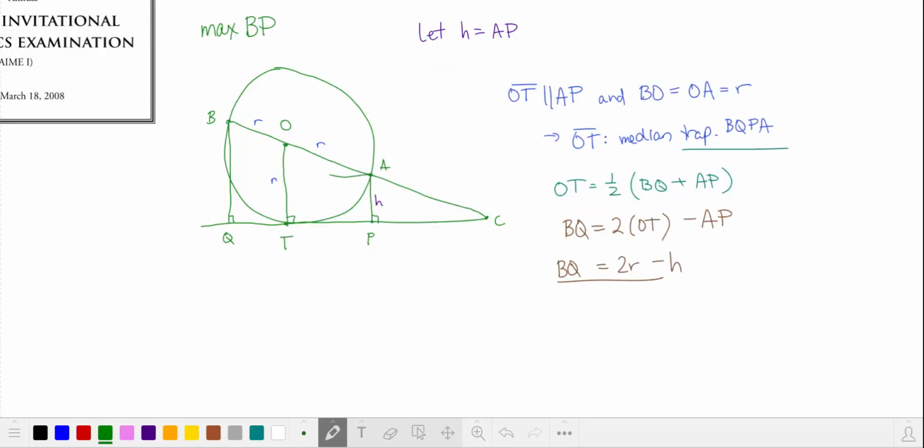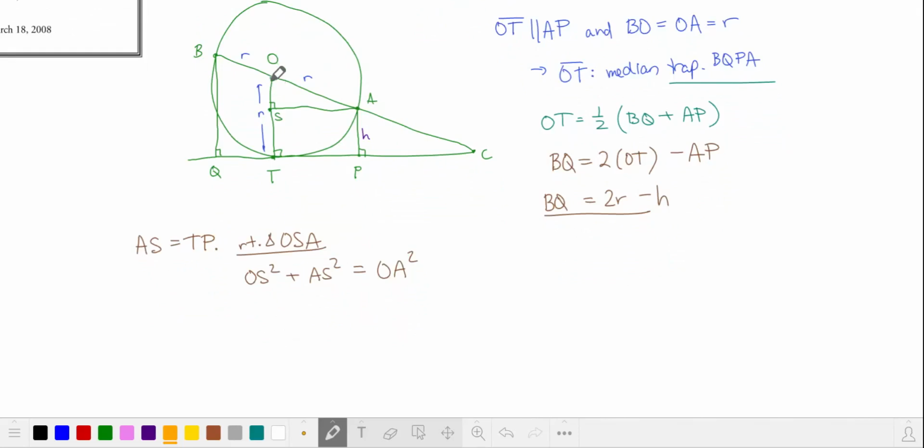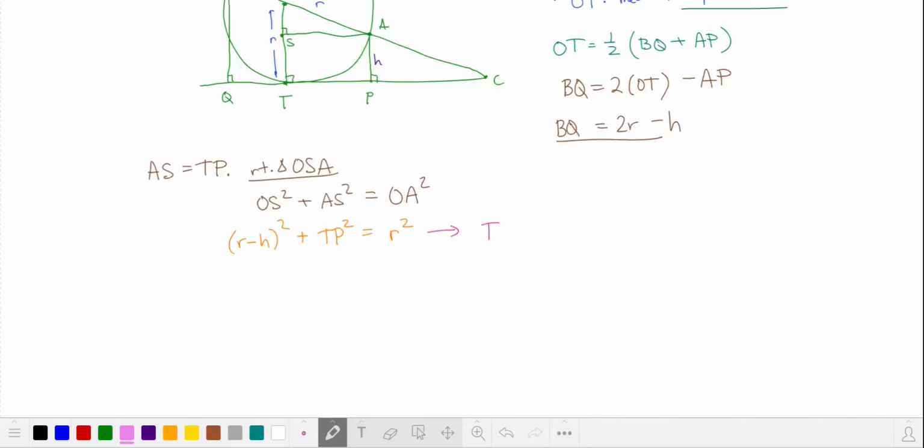I'm going to draw this segment from A to S that's perpendicular to our radius OT. So the length AS is the same as the length TP. Looking at right triangle OSA, we have that the square of OS and AS add up to OA squared. The distance from O to S is R minus H, and we'll substitute TP for AS here. OA is a radius, and now we'll solve for the square of TP. Simplifying and factoring, here's our expression for the square of TP.